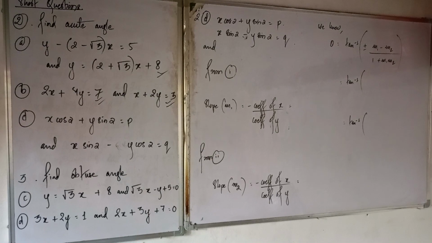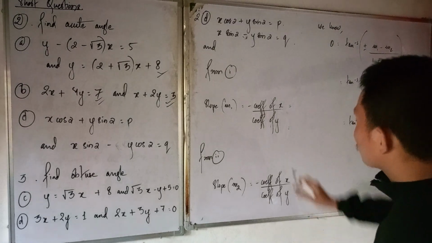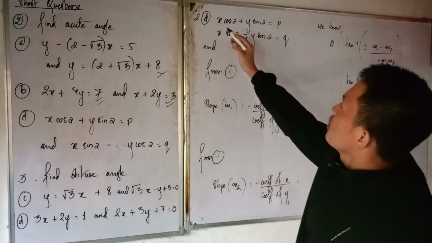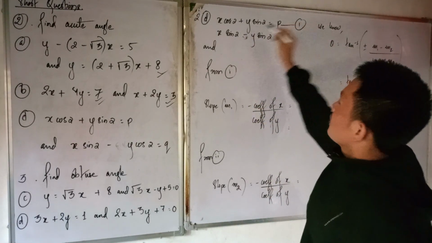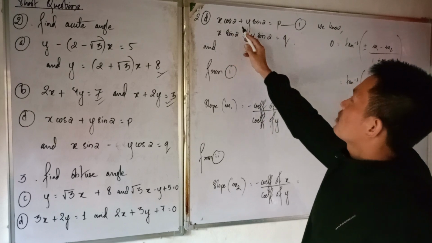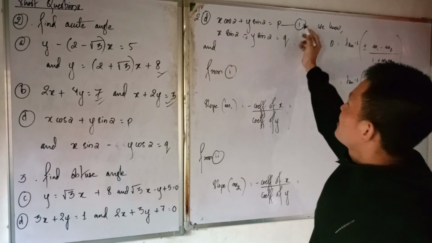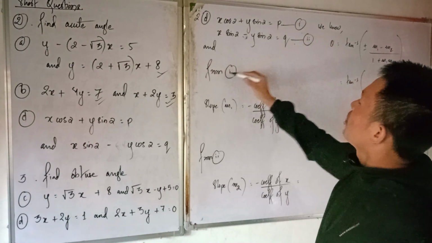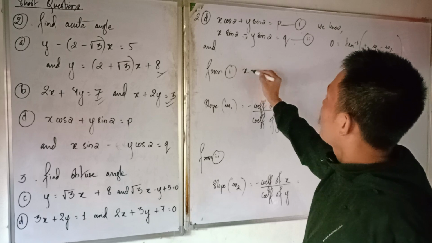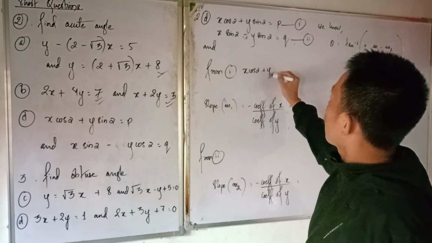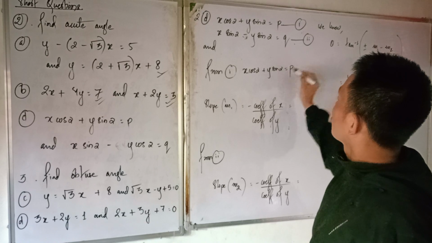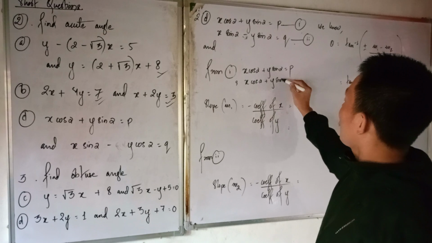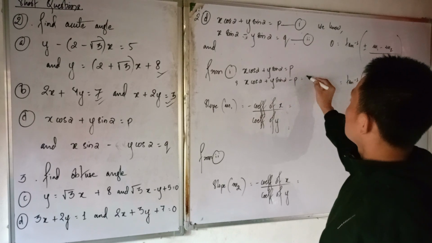Okay, let's move on to number 2d. So 2d, this one I'll be needing this. Let this be in 2d: x cos alpha plus y sin alpha equals p. Let this be line I and this be line II. From line I we can write x cos alpha plus y sin alpha equals p, or x cos alpha plus y sin alpha minus p equals 0.